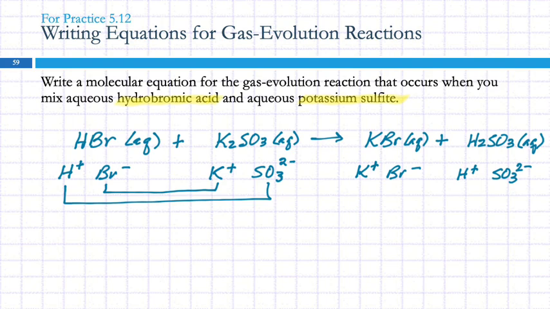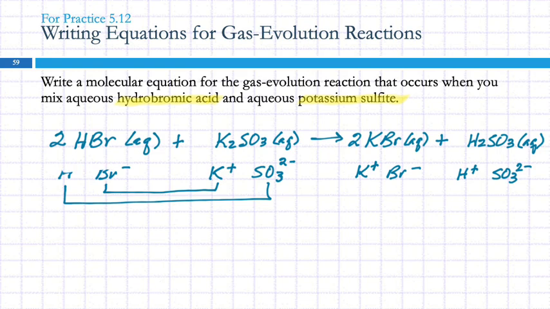Is this equation balanced? No. What do we need to do? Yeah, we need a 2 of the KBr because we have 2 potassiums here. So 2 KBr. And then that makes us need a 2 over here on the HBr. And that works out well because 2 hydrogens, and we've got 2 hydrogens over there. Any questions so far? We're not done yet.